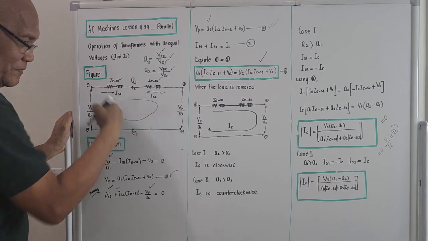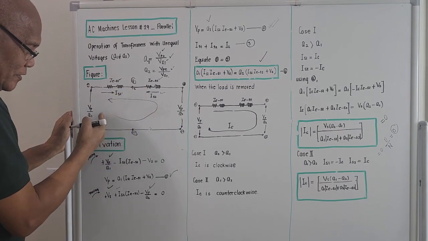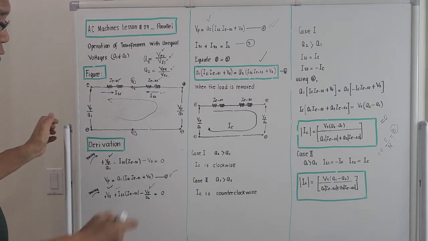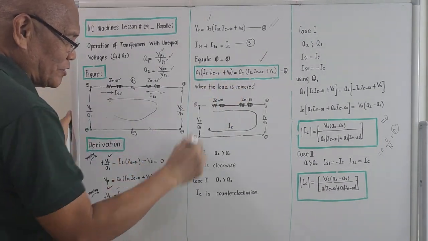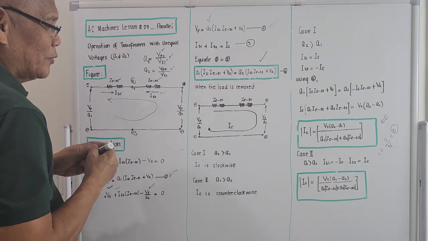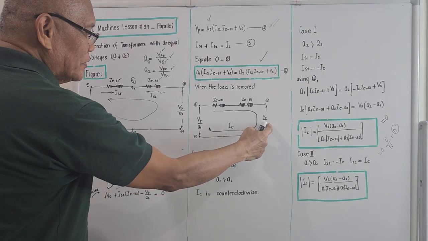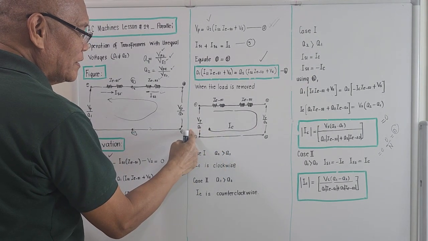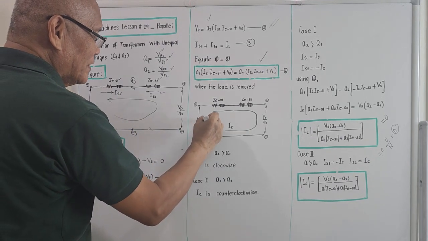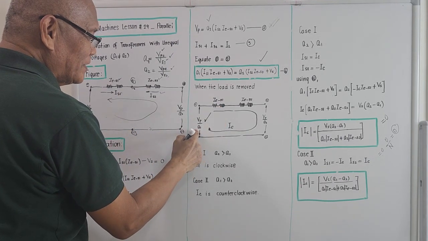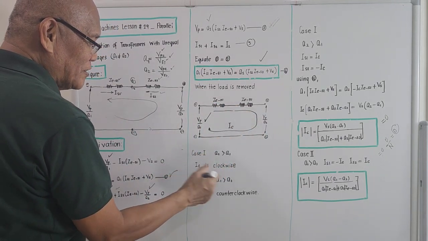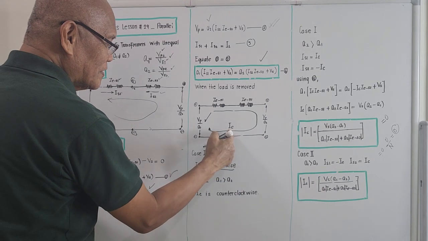Right? Counterclockwise. The first one is clockwise. So when the load is removed, for case number 1, that is when A2 is greater than A1, this is bigger because A1 is smaller, right? So the circulating current will be this. So IC is clockwise. It is this.